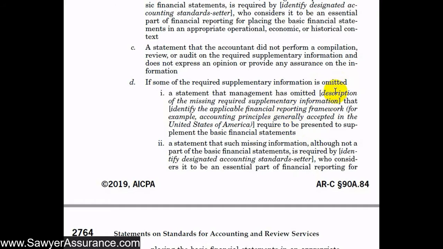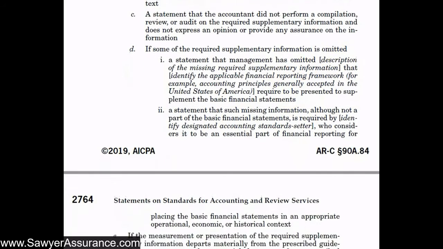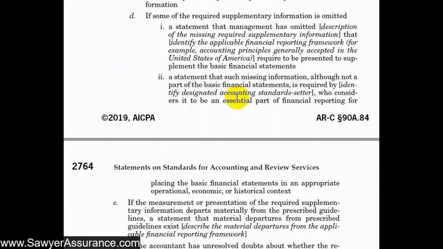That would be a statement that management omitted, and then we would describe what they omitted, and then say that the financial reporting framework requires that it be presented to supplement the basic financial statements. And we should also say that that missing information is required by the standard setter that governs this applicable financial reporting framework, and they have decided that it's essential to supplement the basic financial statements.